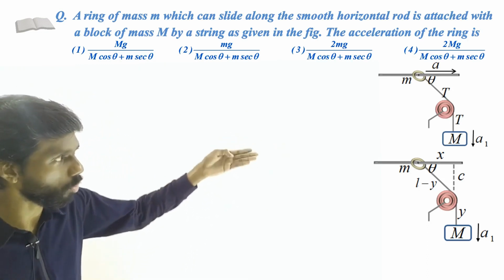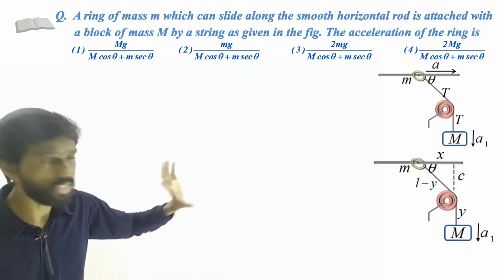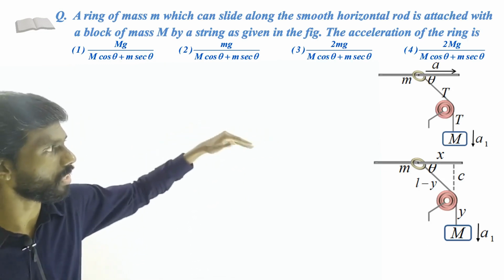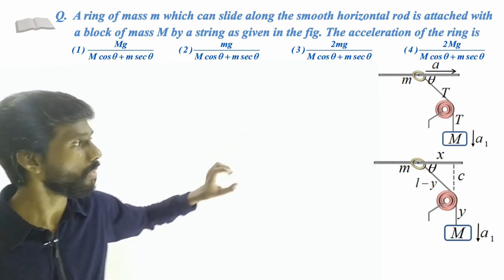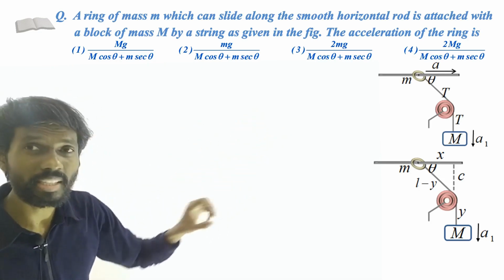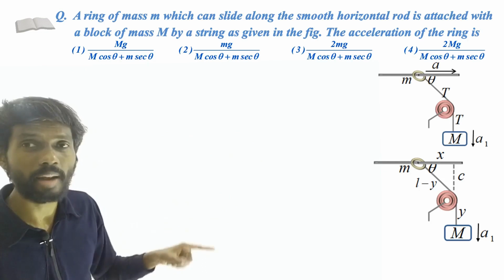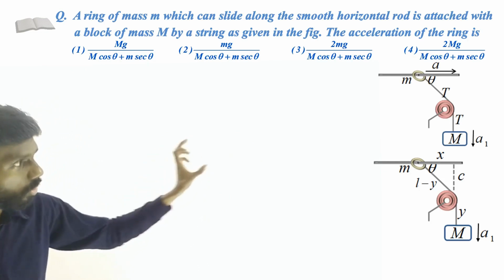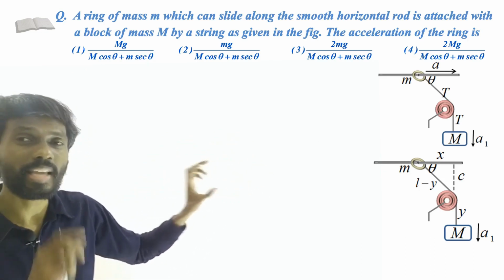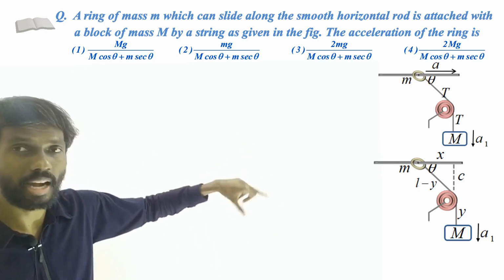Because as the block moves down, y increases. So y is a variable. Now we also take the horizontal distance of that ring, so that distance is taken as x. Now the length of the string is a constant, okay? That is L. So this portion of the string is L minus y.